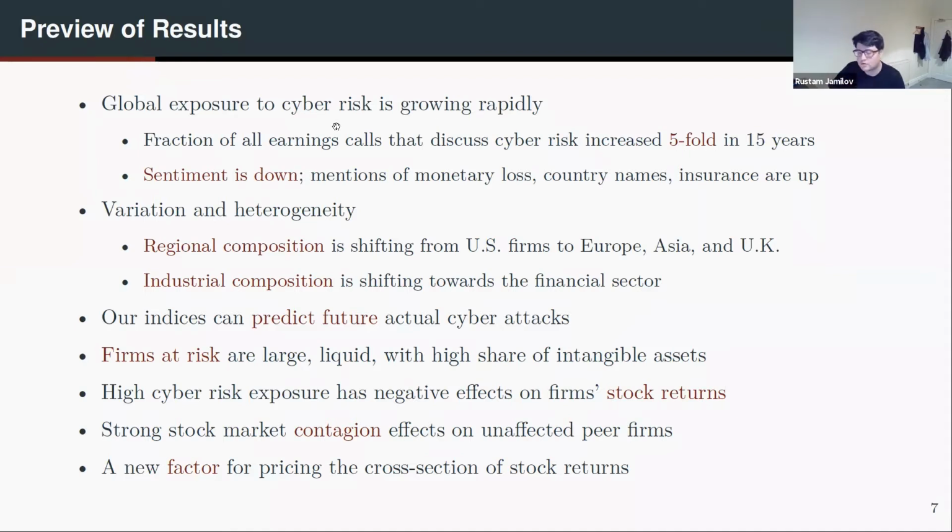Globally, across time and across all countries, the fraction of all earnings calls that discuss cyber risk has increased 5-fold in 15 years, and it's currently at its historical peak. So the COVID-19 pandemic didn't help the cyber risk landscape. There is an explosion of COVID-related malware and ransomware attacks, and the trends are not looking that positive.